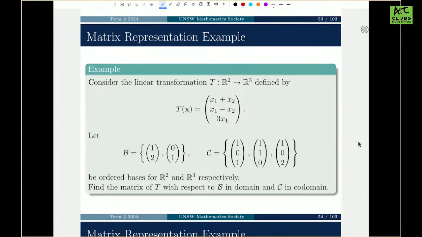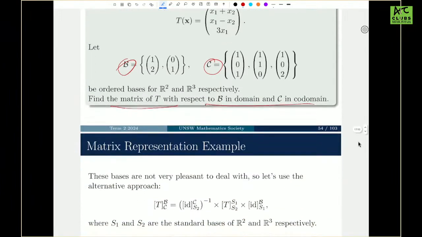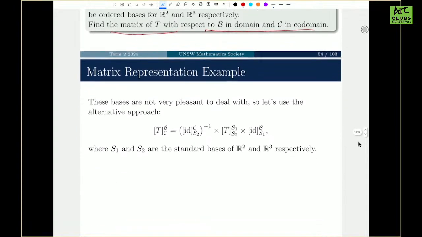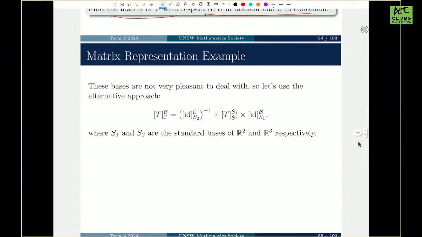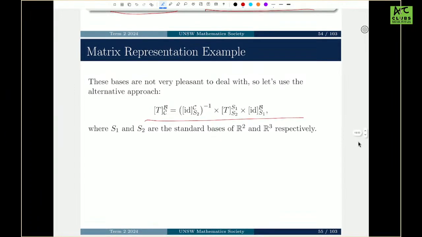Okay, consider a linear transformation from R2 to R3 defined as so. We got this basis for R2 and this basis for R3. We want to find the matrix of T with respect to these two bases. So again, we use this sort of thing there. S1 and S2 are the standard basis, which we should be familiar with.